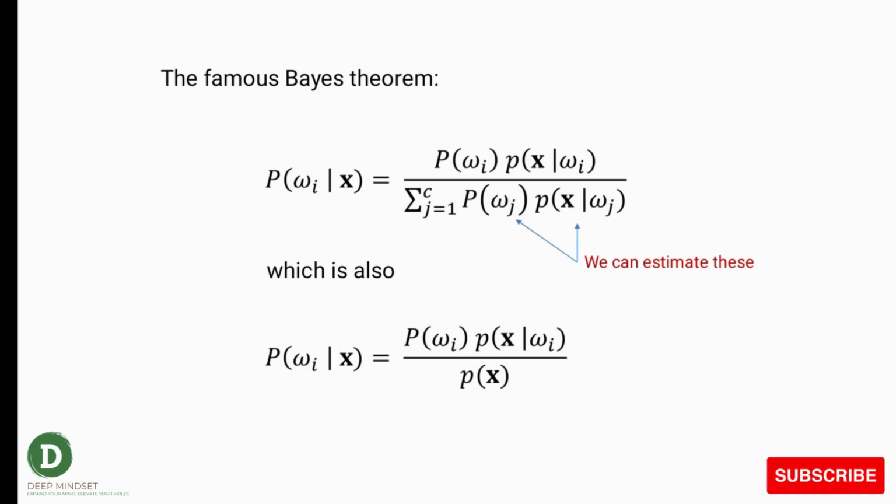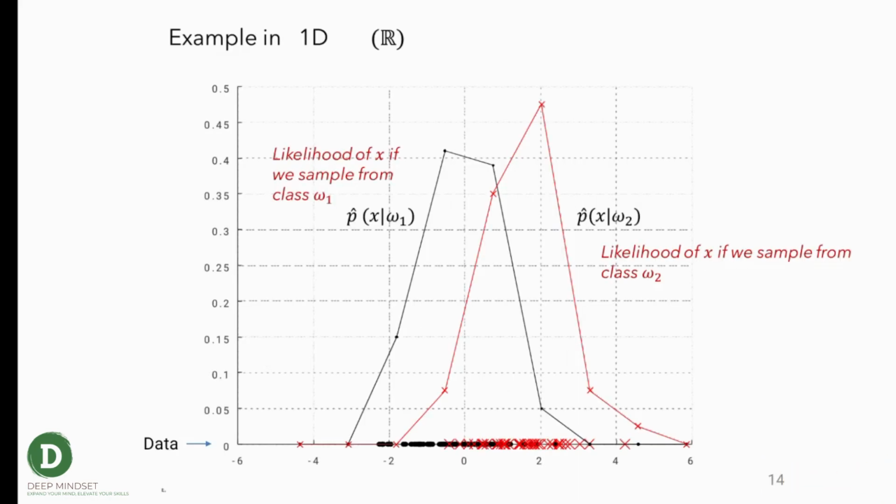Now, how do we go and work this out? Well, we can estimate those sorts of things. We can estimate those two values. And then we work out the rest. So, for example, in one dimension, we've got a data set here, this x-axis. We've got two classes. We've got black dots and we've got red crosses. At any given point, the probability of it being one of those two things is shown by these lines.